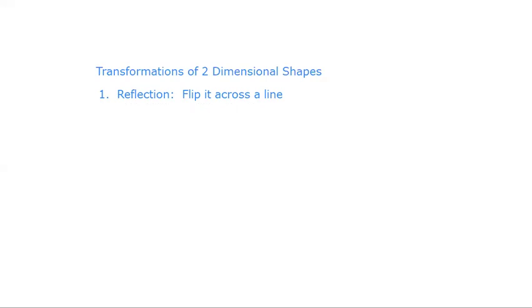And we can change where we reflect them at. We can change the placement of the mirror. And that's called the line of reflection. So wherever that mirror is sitting, that's your line of reflection.